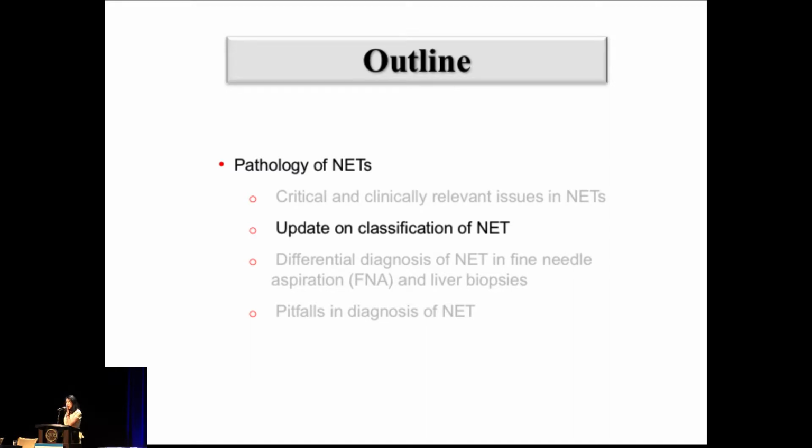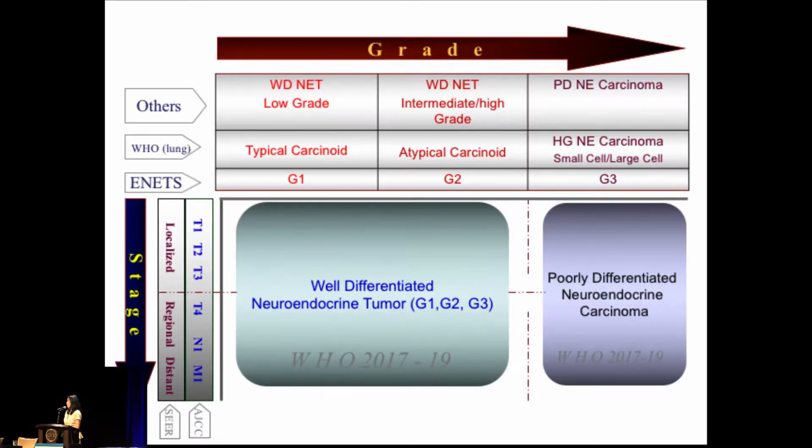So classification is very complicated. I don't want you to remember any of this. I just want to show you the complexity. As you can see, many organizations are involved, including WHO, European Neuroendocrine Tumor Society, American Joint Committee on Cancer, as well as SEER. So you can see in general they describe the grades and stage, and sometimes they're mixed. So it's very difficult to comprehend what that means.